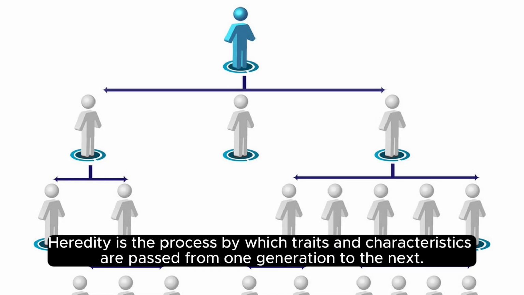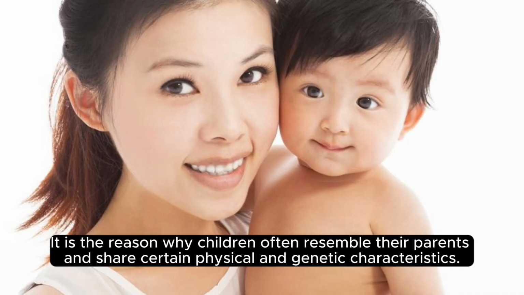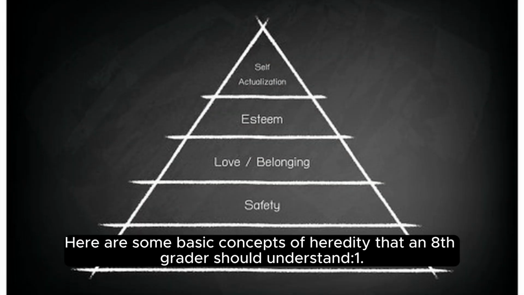Heredity is the process by which traits and characteristics are passed from one generation to the next. It is the reason why children often resemble their parents and share certain physical and genetic characteristics. Here are some basic concepts of heredity that an 8th grader should understand.